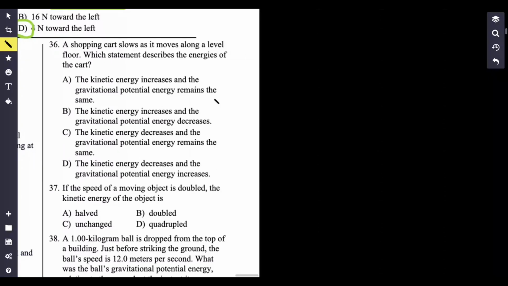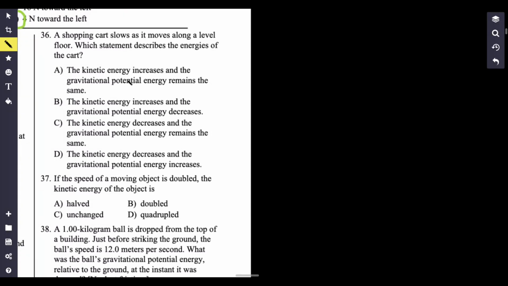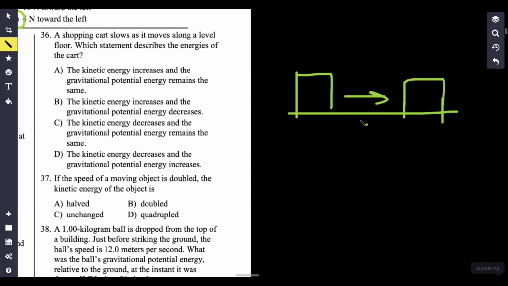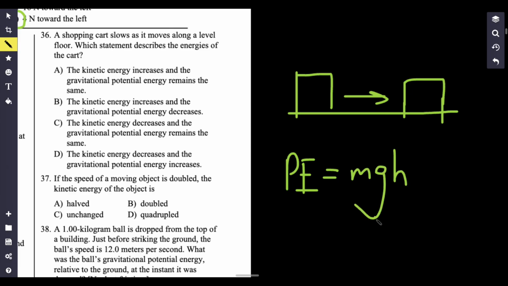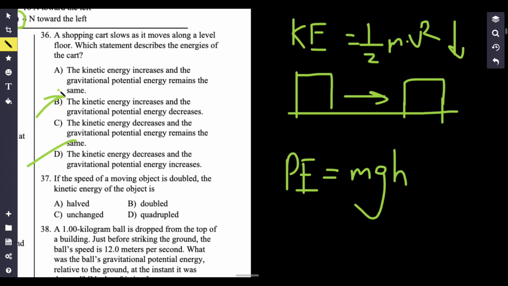A shopping cart slows down as it moves along the level floor. What describes the energy of this cart? So the floor is level, right? And you have something that slows down. Now, because the height isn't changing, remember that potential energy is equal to mass times acceleration due to gravity times height. If the height isn't changing, then these things also stay constant. So the potential energy actually remains the same. However, because our object is slowing down, remember that kinetic energy is equal to 1/2 m times velocity squared. If our velocity is decreasing, our kinetic energy is also going to decrease. So number 36 is going to be C.